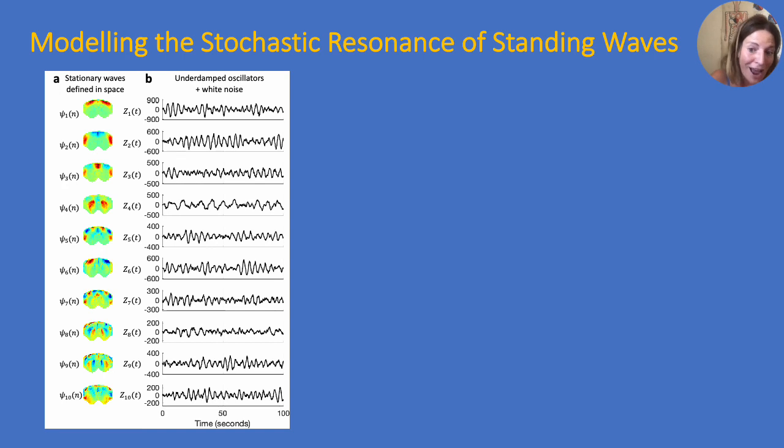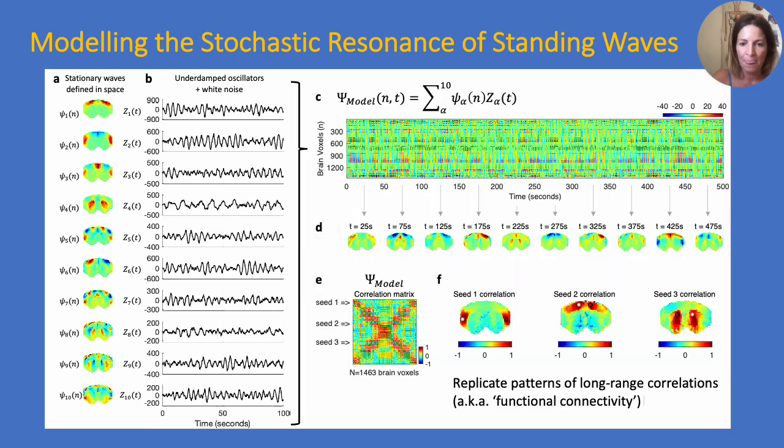So we tried to model what would be the activity generated by the stochastic resonance of the standing wave. So we take the standing waves that we detect empirically, right, from the data. So we have these 10 modes, and we make them oscillate, generating in silico, using the Stuart-Landau equation, the response of an underdamped oscillator perturbed with white noise. And so with this, we can create brain activity. So we can superpose all these modes. We make them oscillate, we superpose, and we generate a pattern of brain activity.